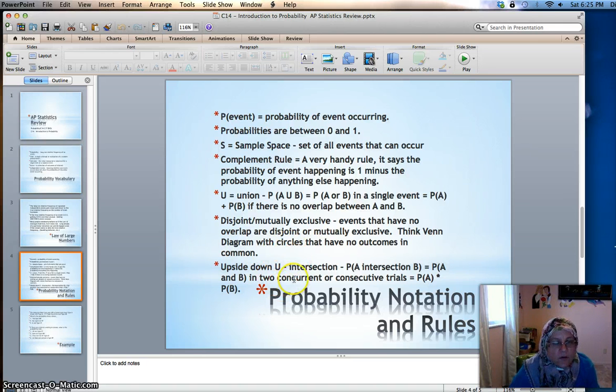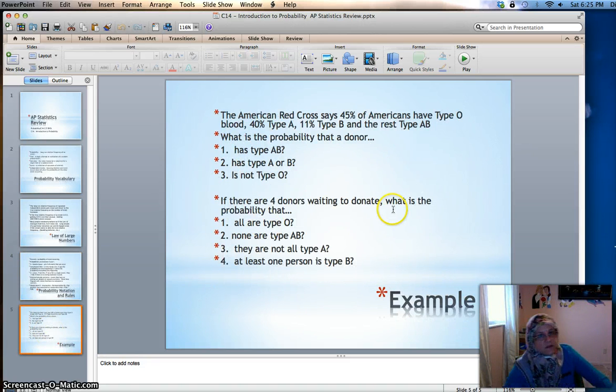Now an upside down U is the symbol for intersection. So the probability of A intersection B means the probability of A and B happening in two concurrent or consecutive trials. And you get that by multiplying the probability of A times the probability of B. Let's do some problems as an example.